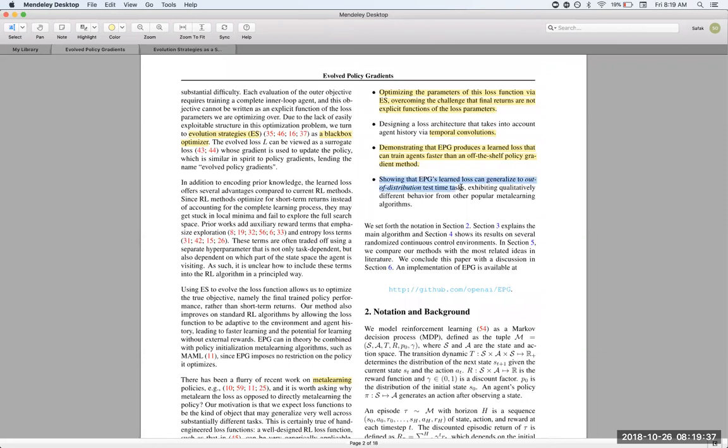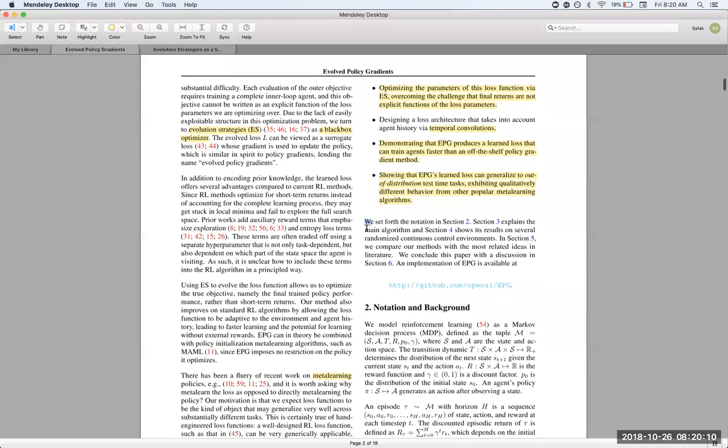And the major strong point of the EPG method is that it can generalize to new tasks, the kind of tasks that the RL agent was not trained on. So it's like knowing how to play the piano, and that knowledge being transferred to learning how to play the violin. That's the idea.